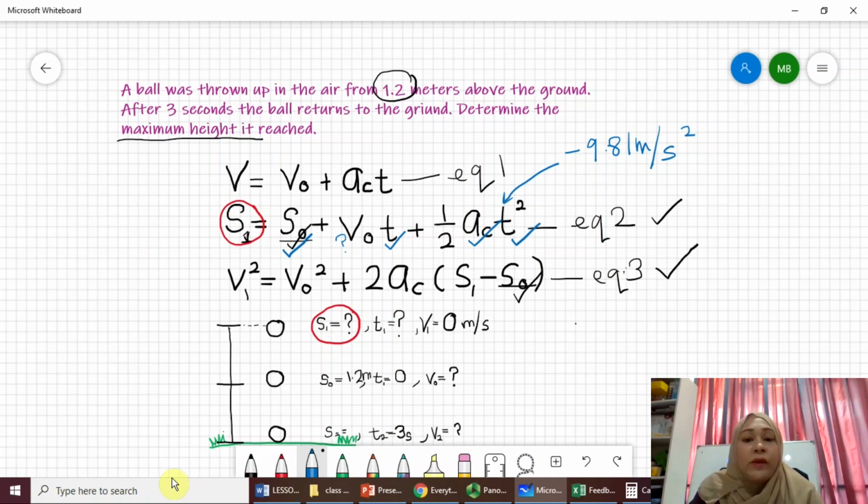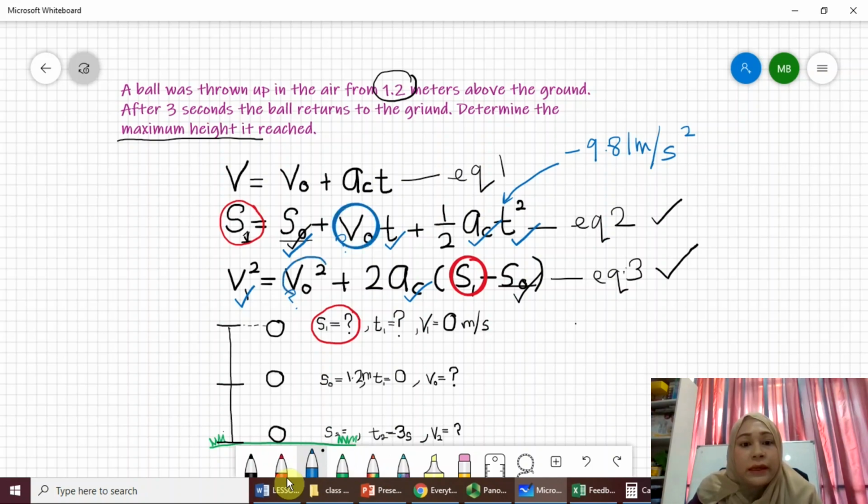So for the next equation, number 3, do we have V1? Yes, we have V1. Do we have V0? No, we do not. Do we have a? Yes. Do we have S1? This is S1 that we want to find. As you can see, both of these equations have 2 unknowns in them, and the unknown that is the same is V0.